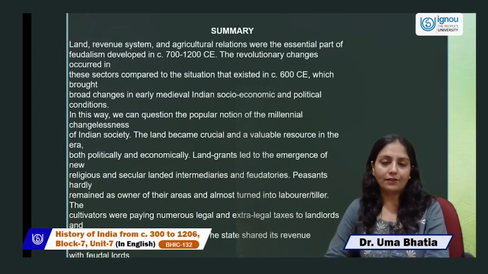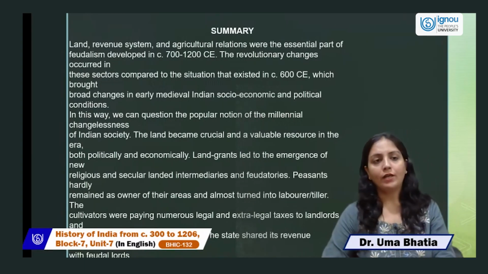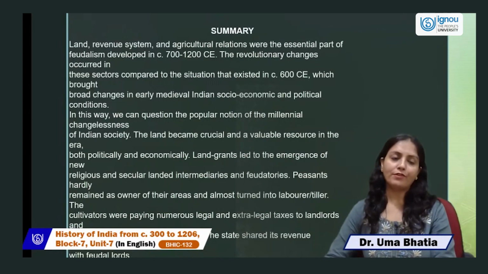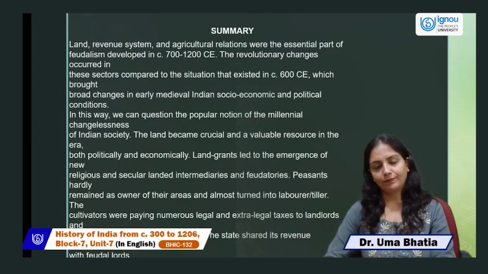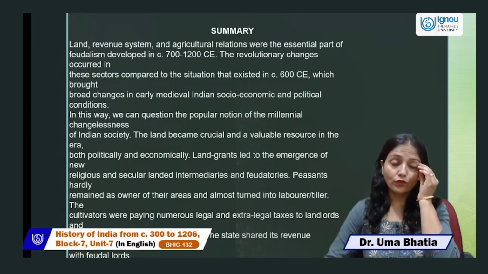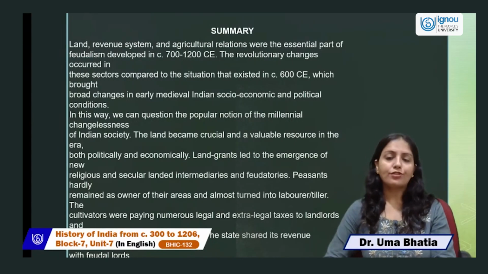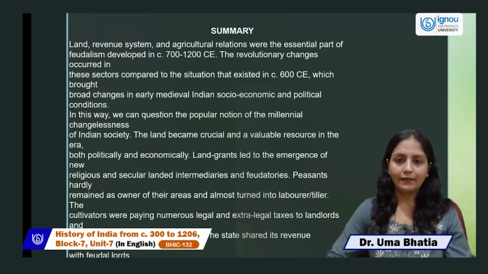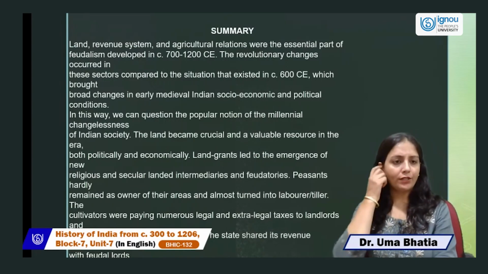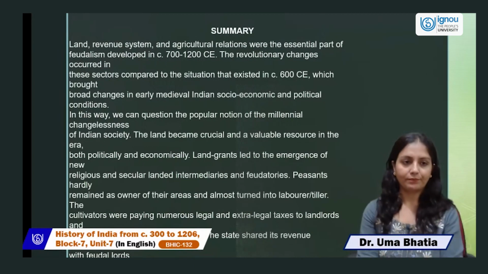Now we are going to start the summary of unit 12 and unit 13. In unit 13 we discussed the situation of land, the revenue system, and agricultural relations that were the essential part of feudalism, developed in 700 to 1200 CE. Revolutionary changes occurred in these sectors compared to the situation in 600 CE, which brought broad changes in early medieval Indian socio-economic and political conditions.